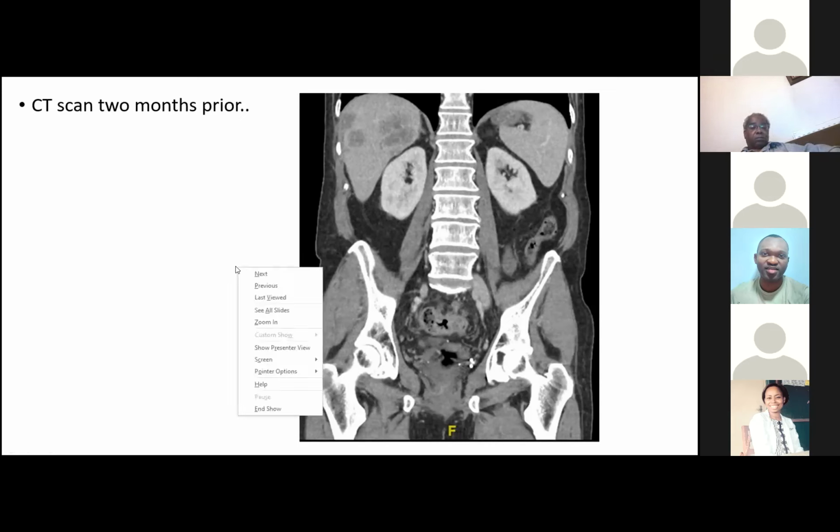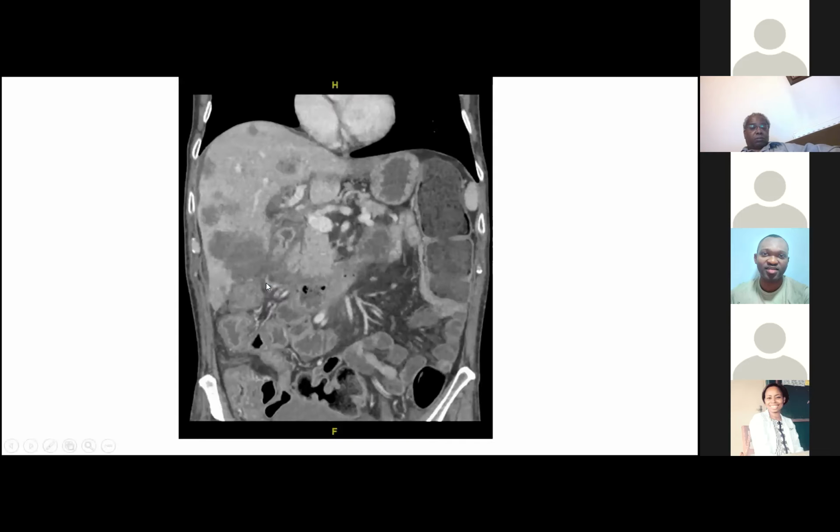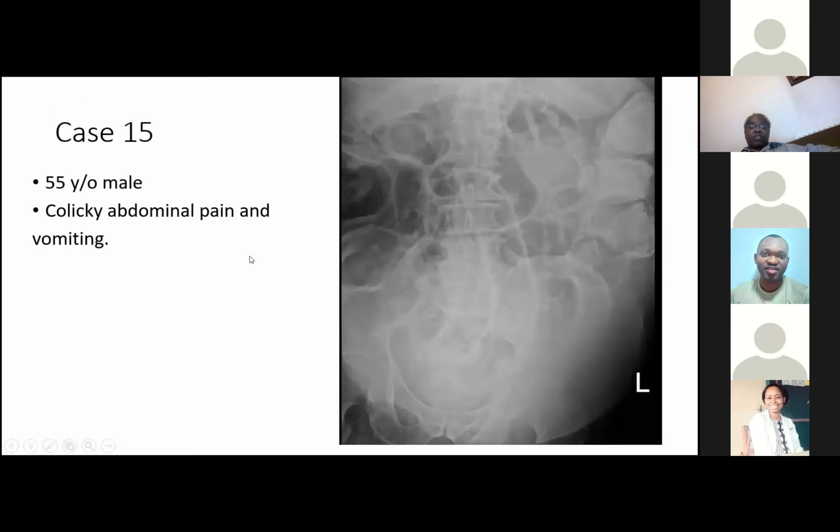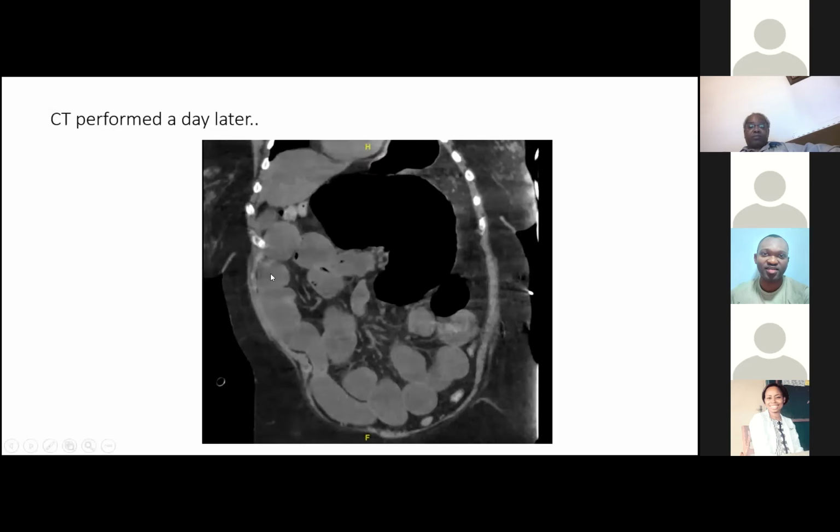Now we'll go back, Fonso, to that. Is it number 14, right? Yeah, number 14. The question is: what are the features that suggested cecal volvulus in the plain film?